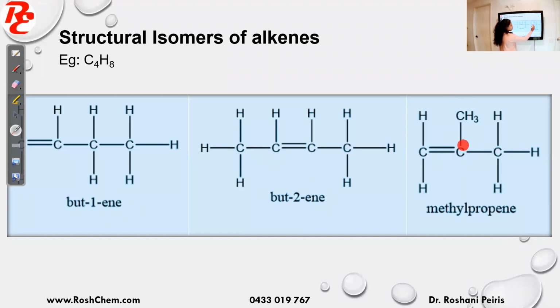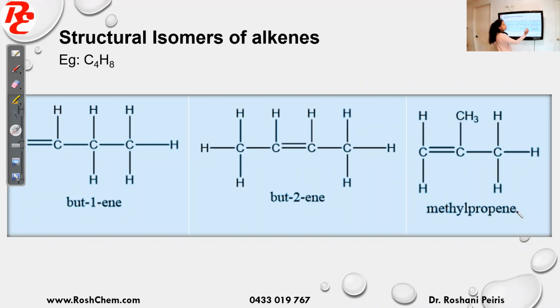So it is not required to write 2-methyl here. The reason is when you have 3 carbons, the only place for the CH3 to be is the second carbon. That's why I didn't write the 2. That's why I didn't write 2-methyl. I can just say methylpropene. And also I don't have to mention that it's prop-1-ene.